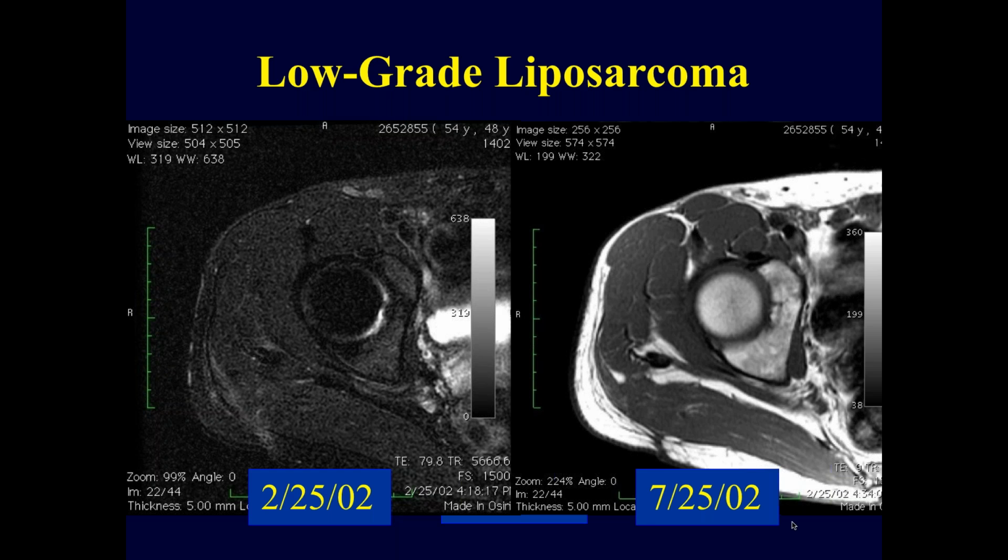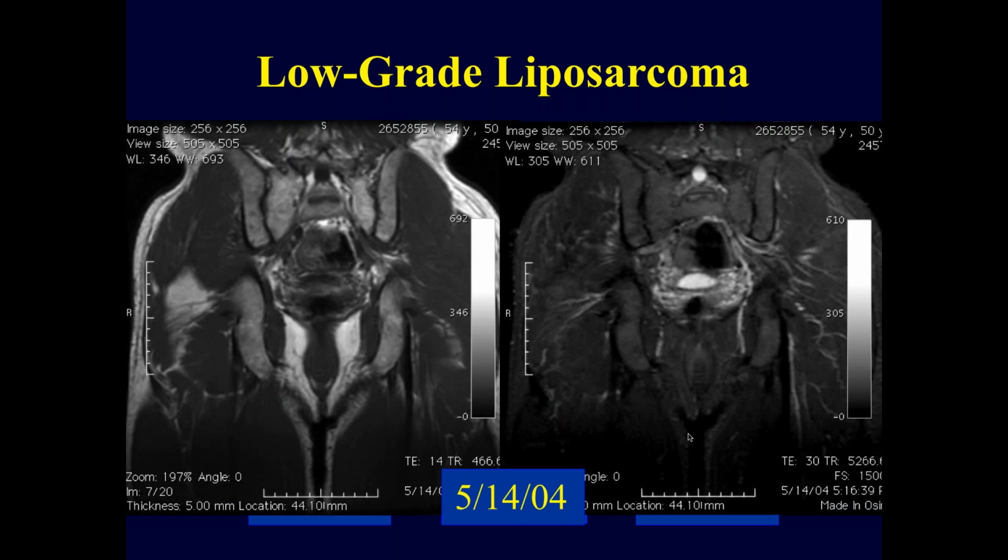So what do you see on the T1? Well, we are seeing some areas of fat signal interdigitating in there, and up there, and even a little bit within the muscle itself. Both of these were stated as being no evidence of recurrent tumor. Then the patient came back 2 years after that.